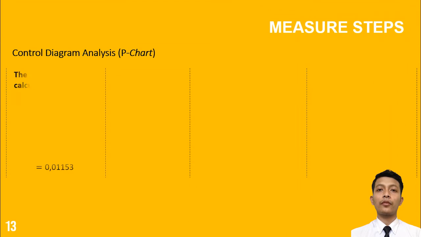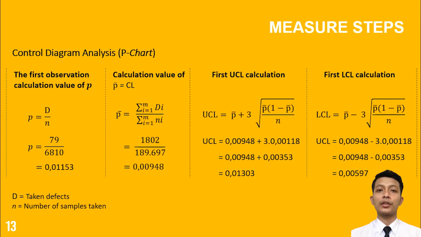This is an example of the calculation in the first observation. Obtained value P 0.01153, calculation value of P bar 0.00948. First UCL calculation 0.01303. First LCL calculation 0.0597. So this calculation is done until 30 observations.